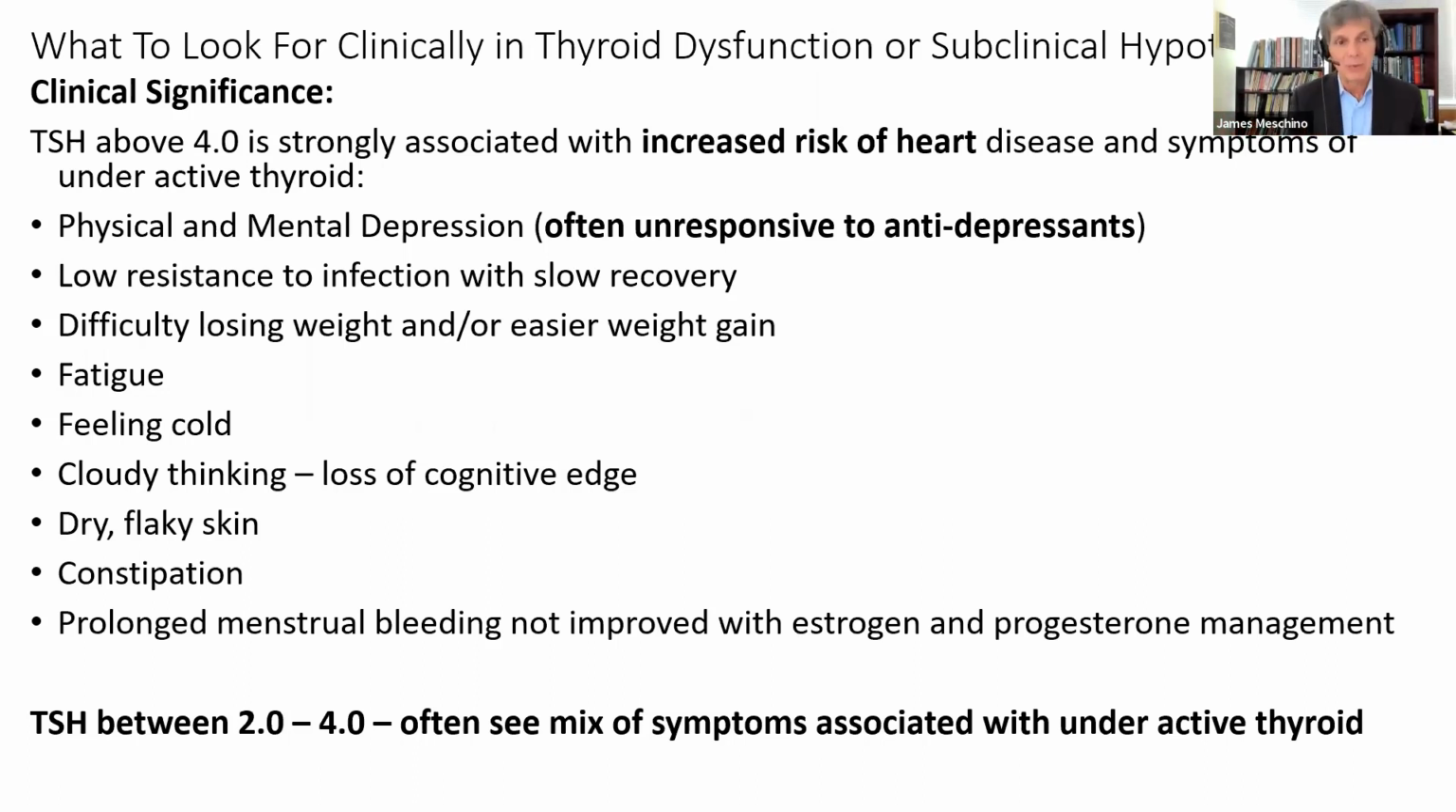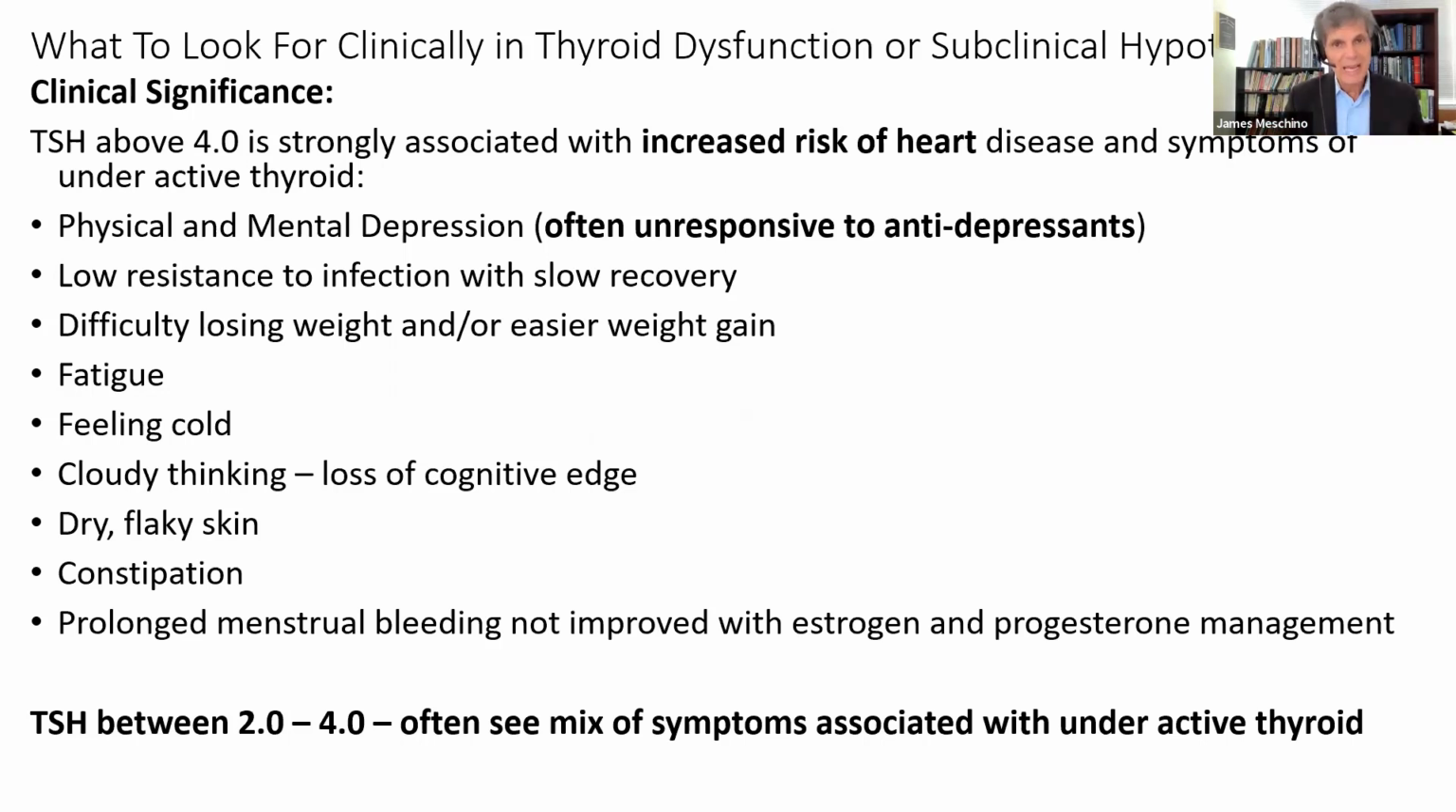They don't recover very quickly. They have difficulty losing weight. They gain weight easily. They're tired. They feel cold often. They have cloudy thinking. Their skin becomes drier and more flaky. They may have constipation, prolonged menstrual bleeding that doesn't improve when they're given estrogen and progesterone hormones.